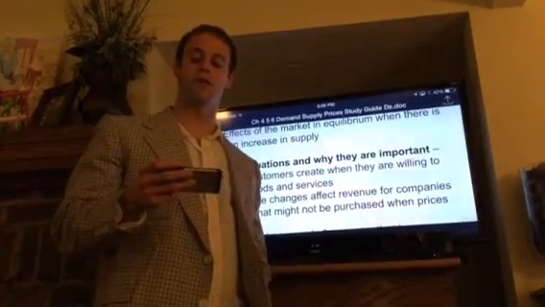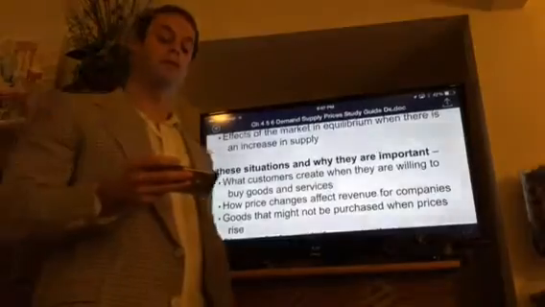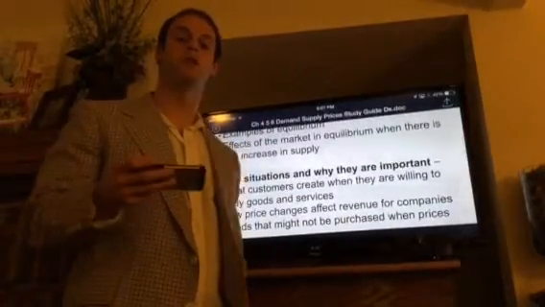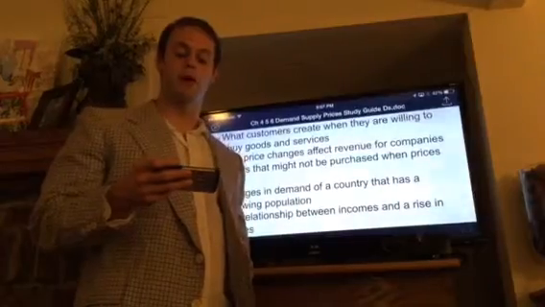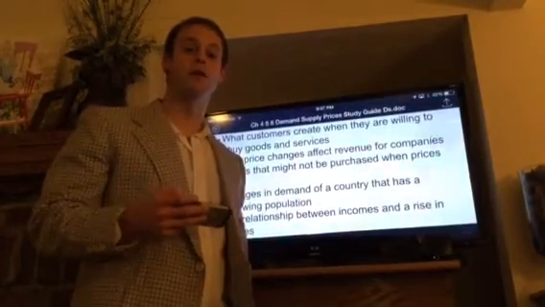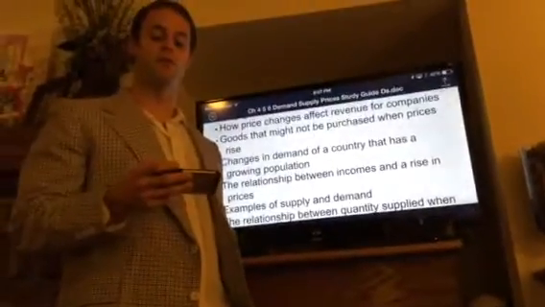Effects on the market, equilibrium, there's an increase in supply. If there's an increase in supply, price will go down because there's too much, consumers will pay less for it. What do consumers create when they're willing to buy goods and services? When they're willing to buy goods and services, they create demand. That's easy. How do price changes affect revenue for companies?